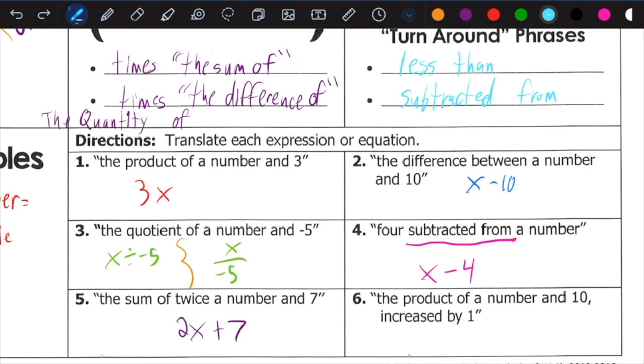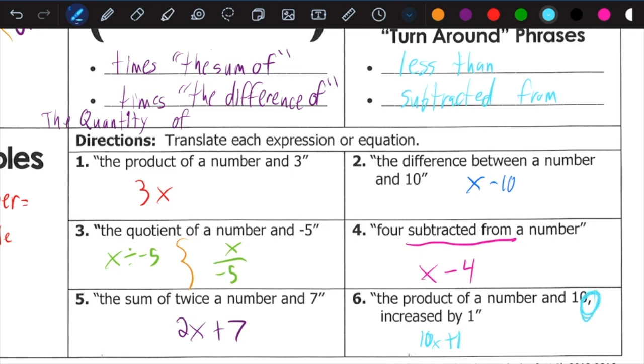Number 6 here, the product of a number and 10 increased by 1. So product means multiply. What are we multiplying? A number and, once again coming in, 10. So we're doing 10 times x, which once again we prefer to write with the variable second and the number first for multiplication, increased by 1 now. So we put plus 1.